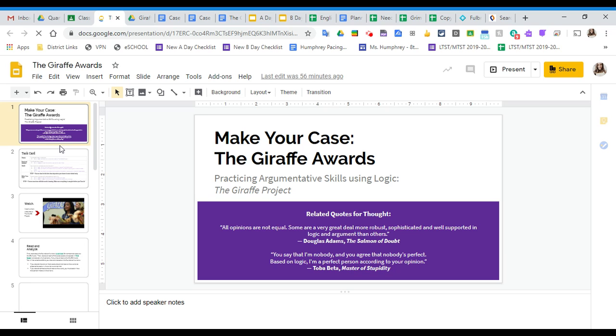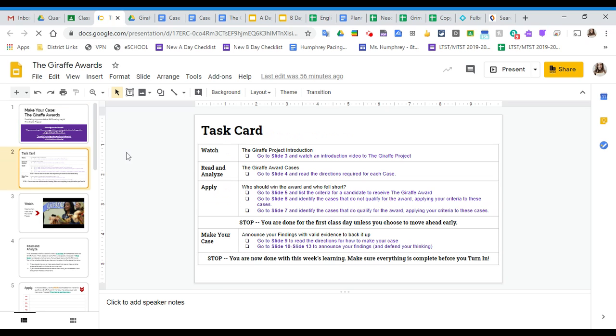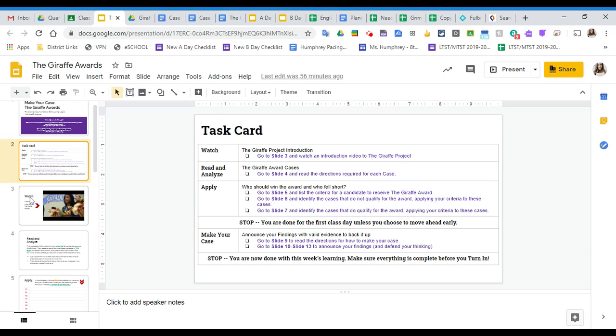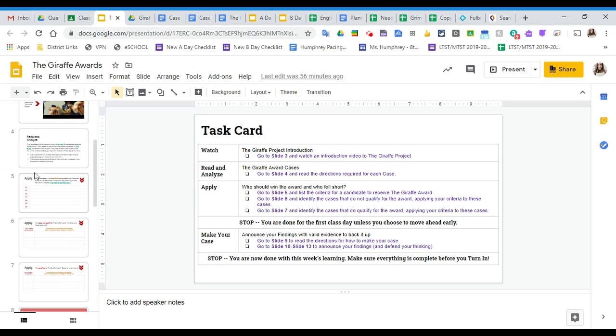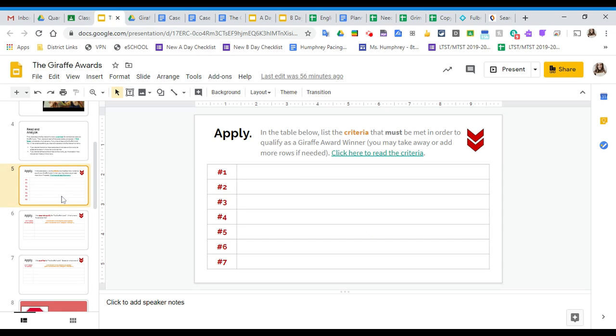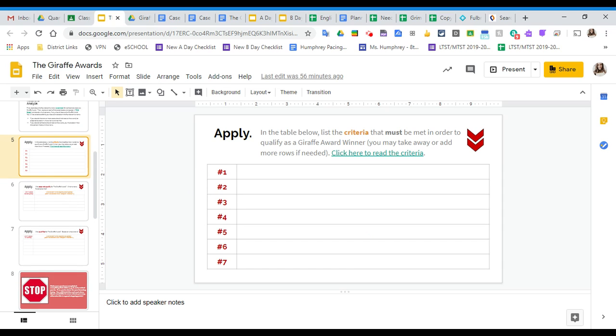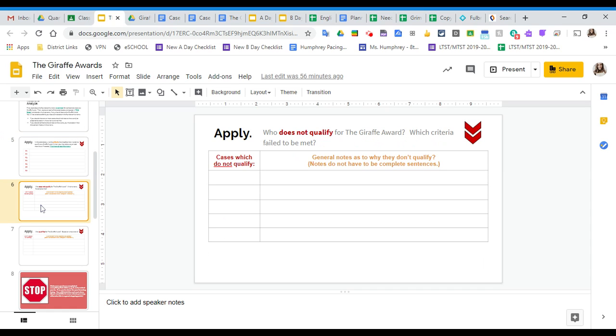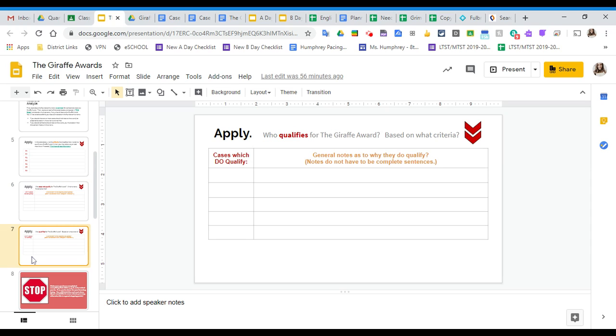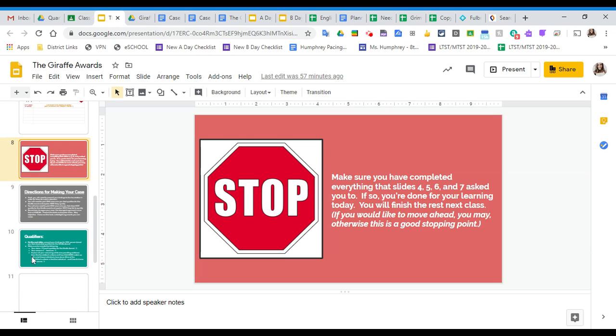This is crazy. Okay, so looking at the task card, you should have watched the video for the draft project on slide 3. You should have read the directions for what you needed to do. And then at this point, you should have decided how much of the criteria there is for the draft awards. And then you should have decided who does not qualify for a draft award and why, and then who does qualify for a draft award and why. And then you should have stopped. So now we're moving on.